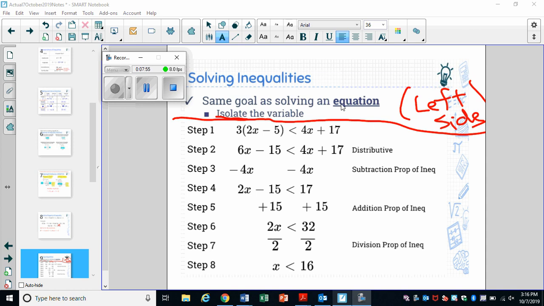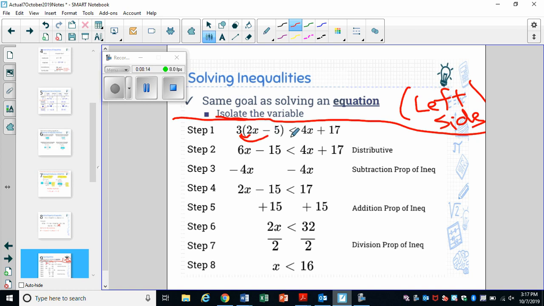We did this problem in class. When we solve for an inequality, it's just like solving an equation. The key: isolate your variable. So step 1, we did our distribution. We distributed the 3 to both the 2x and the -5. That's how we have 6x minus 15 is less than 4x plus 17.